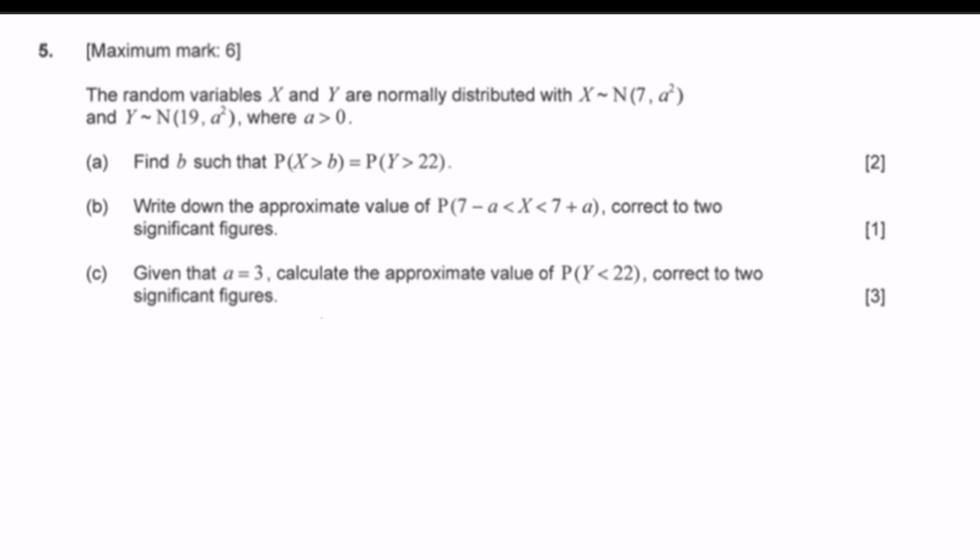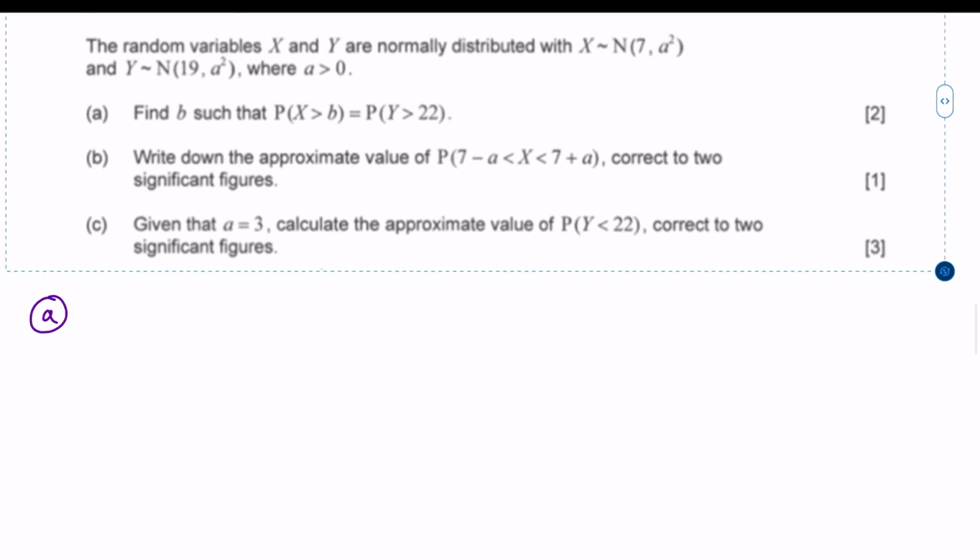Now the next, this is a normal distribution question, which is generally not expected in paper 1, but yeah, this one turned up. So we have two random variables, X and Y, which are normally distributed. X is a normal distribution with mean 7, standard deviation a, and Y is 19 and a squared. Okay, fine. We have to find b such that P(X greater than b) equals P(Y greater than 22). And we can just standardize these two and equate the rest.